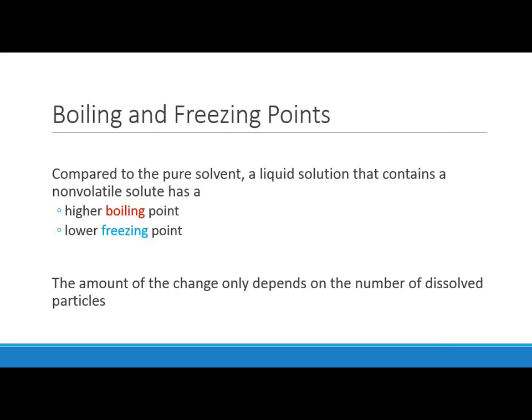Okay, so that means that your sugar water solution will boil at a higher temperature. Maybe instead of boiling at 100 degrees Celsius, maybe it boils at 101 degrees Celsius now. And instead of freezing at 0, maybe it freezes at -3 degrees Celsius now. And remember that all we care about is the number of particles. We do not care about what those particles are. As long as they dissolve in water, it's going to affect the freezing point and the boiling point.